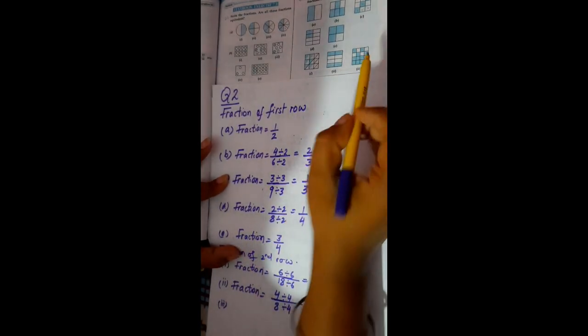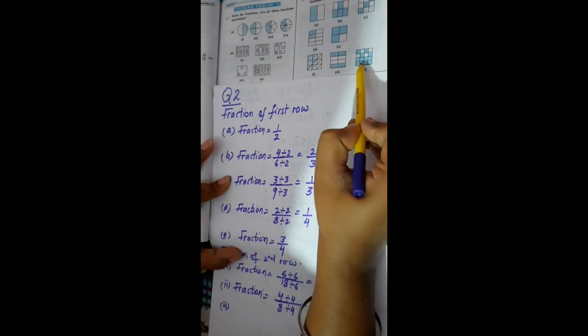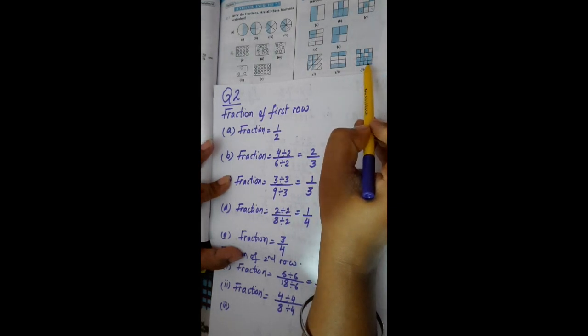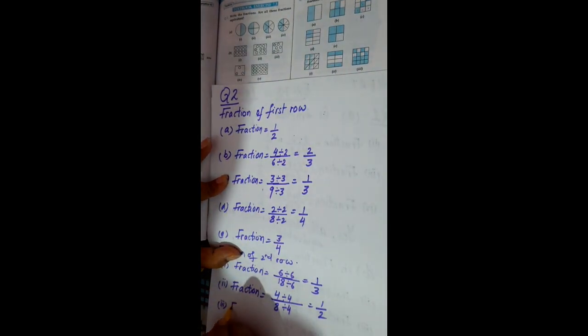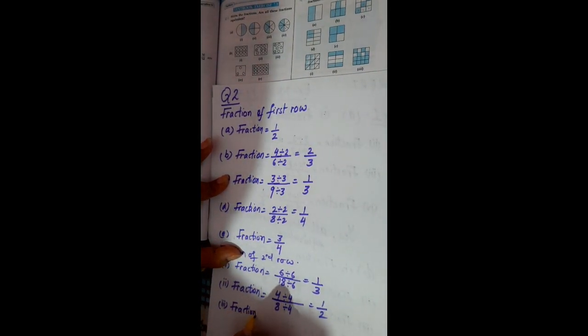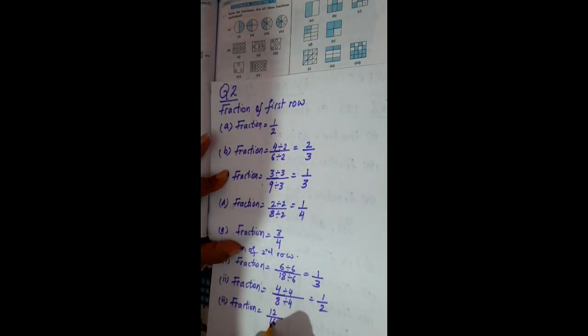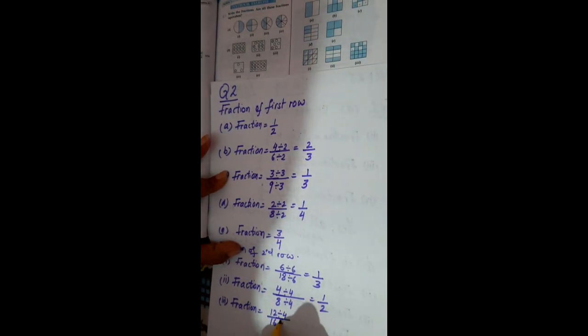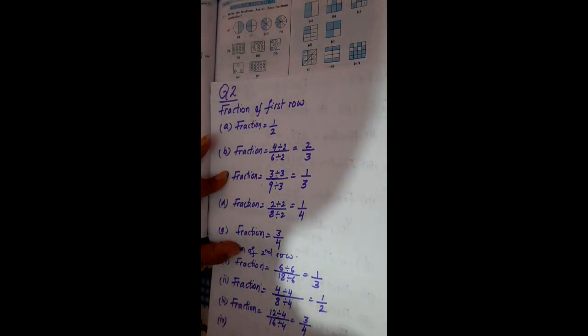Now third, you have 1, 2, 3, 4, 5, 6, 7, 8, 9, 10, 11, 12, 13, 14, 15, 16. Total 16 equal parts, and out of 16, 12 parts are shaded. So here, fraction is equals to 12 upon 16. As 12 upon 16, both are divisible by 4. So 12 divided by 4, 16 divided by 4. When you divide 12 by 4, you will get 3. 16 divided by 4, you will get 4. 3 upon 4.